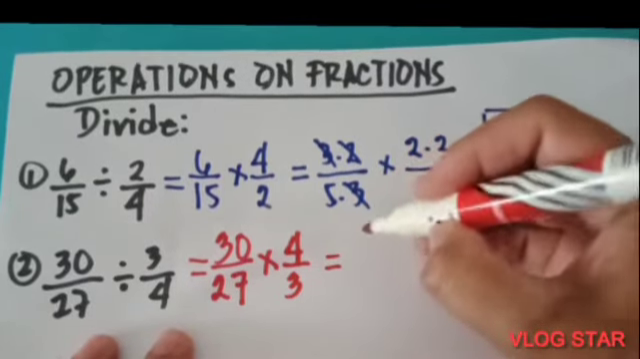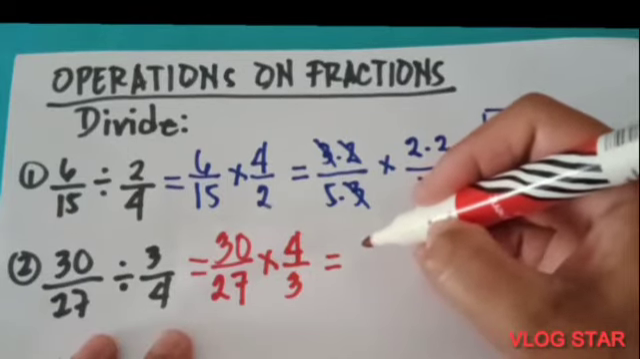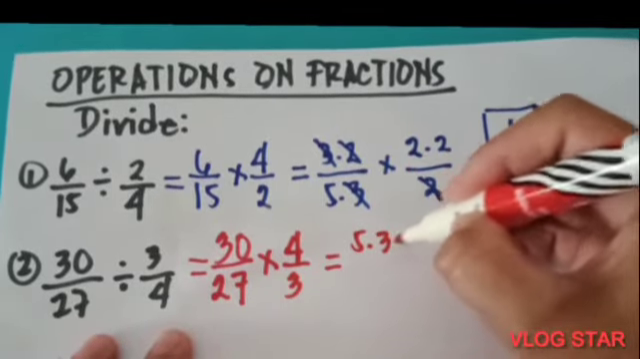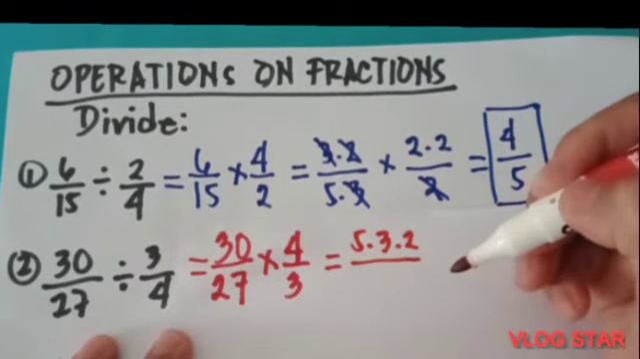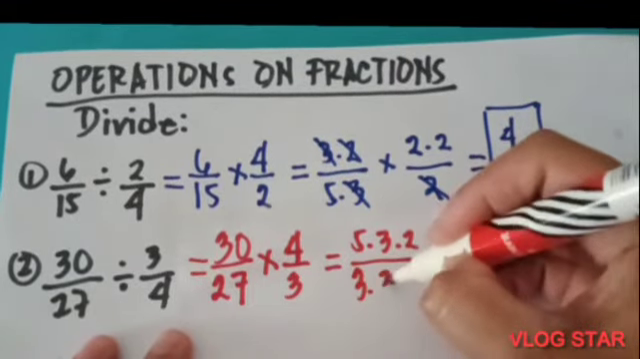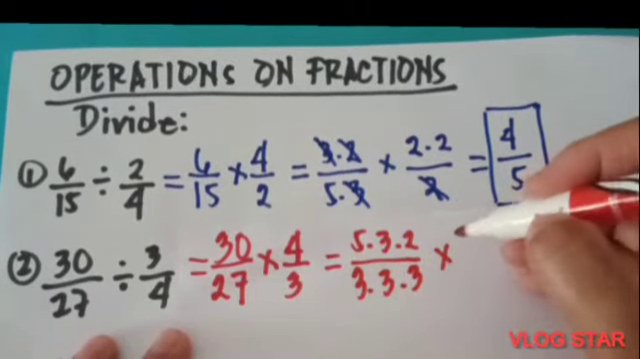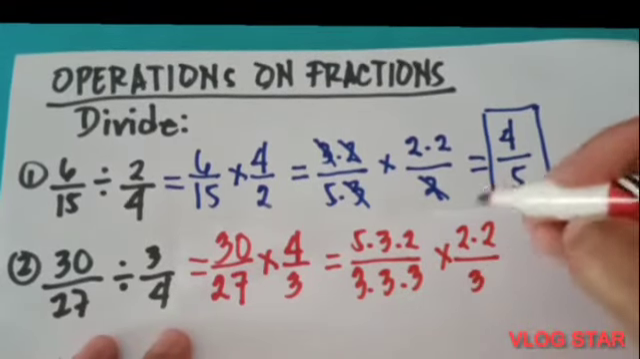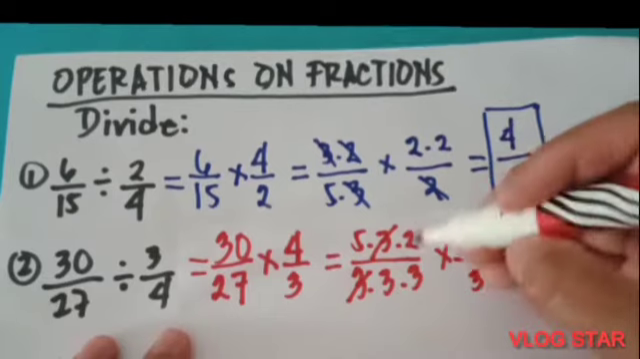Ngayon, i-factor natin sila. So, yung 30 is 15 and 2. Yung 15 ay pwede pang i-factor. So, 5 and 3. So, 5, 3, 2. Over, yung 27 is 9 and 3. Ang 9 ay pwede pang i-factor. So, 3 and 3, tapos 3. Times, yung factor ng 4 is 2 and 2. Yung 3 is 3. So, cancel yung 3. Cancel yung 3.